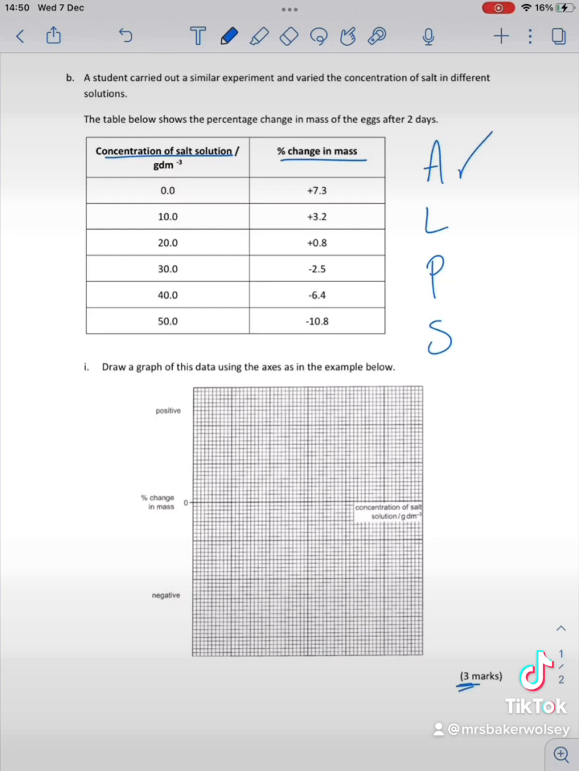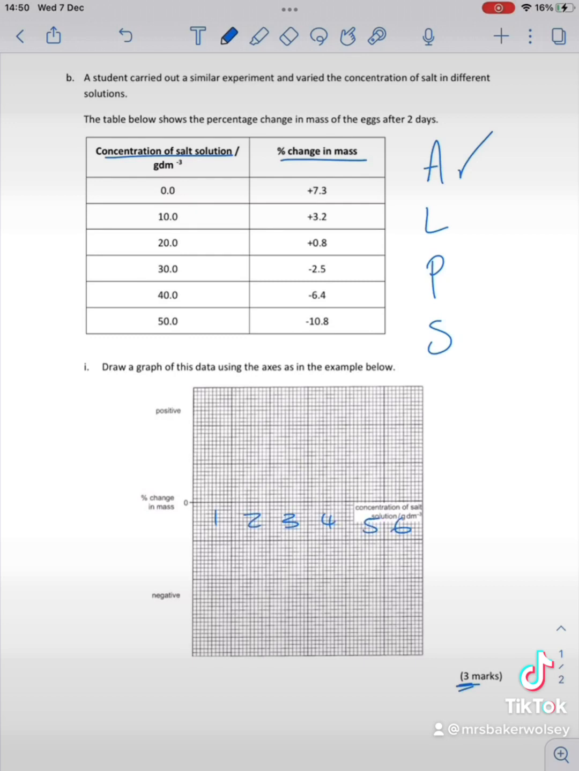Notice you've got both positive and negative percentage changes in mass, so just like a standard number line, you have the 0 point in the middle and your positive values go up, your negative ones go down. First thing is to set your scales. Remember, you want to take up at least half of the available space horizontally and vertically.